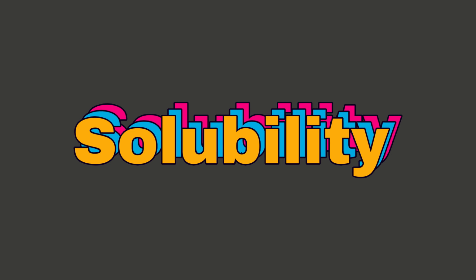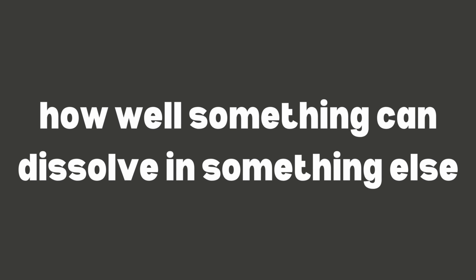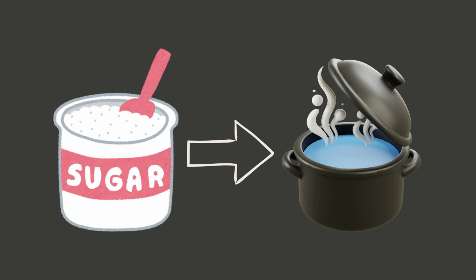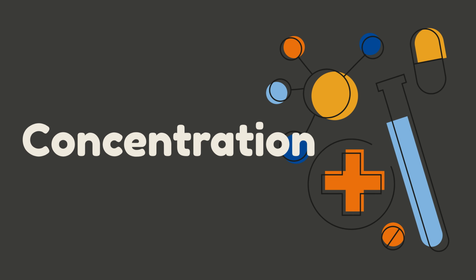Now, let's talk about solubility. Solubility is how well something can dissolve in something else. And guess what? A few things can change it. Like temperature. Sugar dissolves faster in hot water, but gases, like the fizz in soda, dissolve better in cold water. Weird and cool. Next up is concentration.